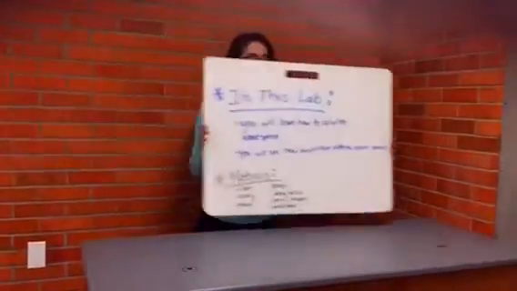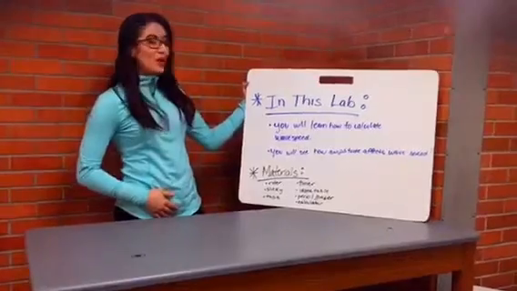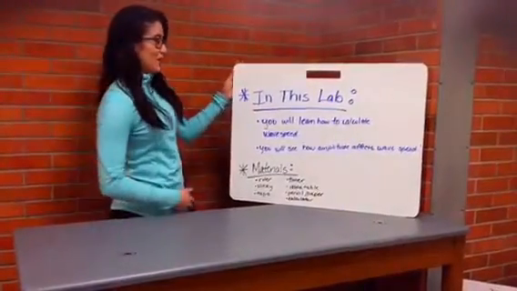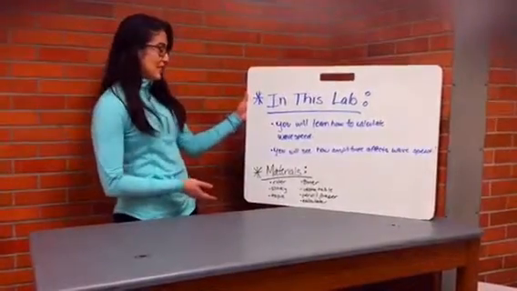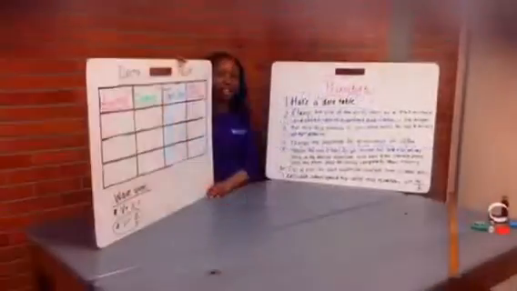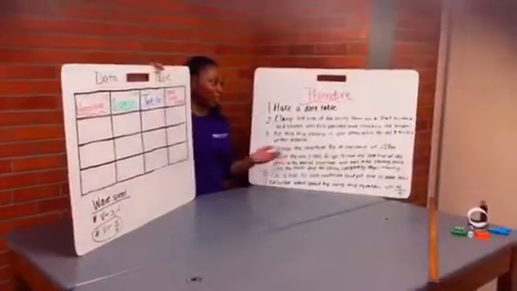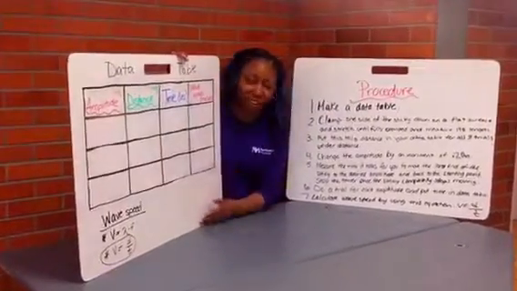In this lab, you will learn how to calculate wave speed and also how amplitude affects the wave speed. The materials needed in this lab include a ruler, slinky, tape, timer, data table, pencil, paper, and a calculator. Before we get into our lab, let's do an overview of our procedure. So first, we're going to make a data table, which we already did. You filled in all your columns, and that's good.